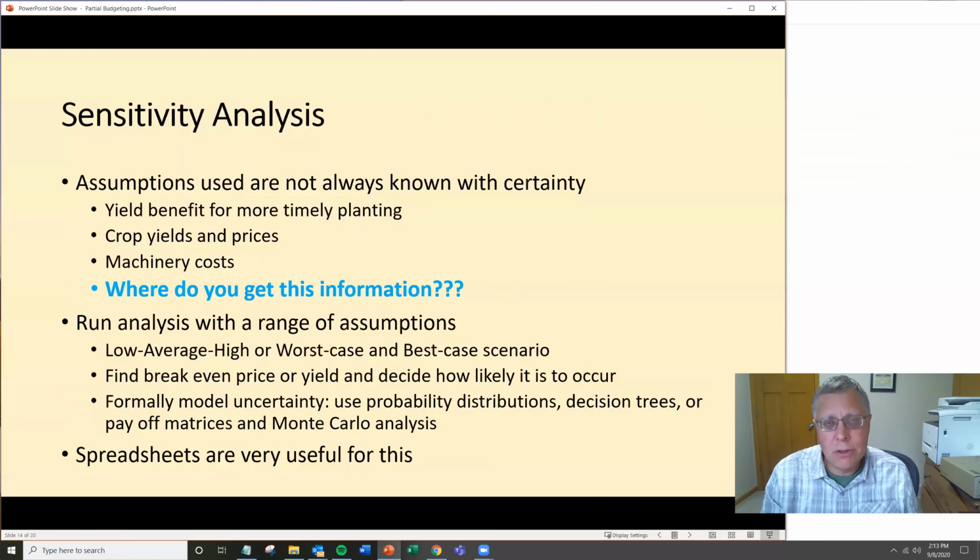The same with your machinery costs. There are some detailed methods to estimate them. You can get the custom rates. These are estimates and averages, but again, you should probably do sensitivity analysis around them. Where you can get this information from and how certain it is, I think, is really key.